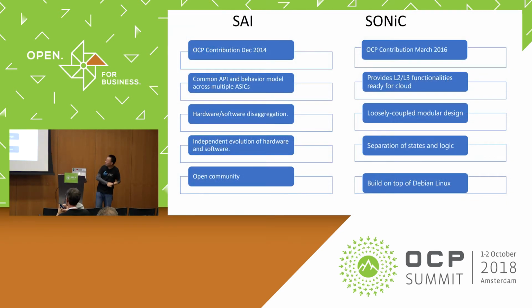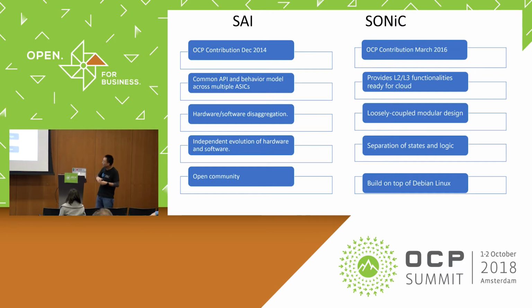And what is SAI and SONiC? Just as a refresher, SAI was the initial OCP contribution in December 2014, so it's been quite a few years. It provides a common API and behavior model across multiple ASICs so that you can think of the hardware one time and reuse your application level code across different hardware, instead of every time a new hardware ASIC comes into being, needing to refit all your software development. So that's the enablement for hardware and software disaggregation. And also, certainly, it helps us achieve the independent evolution of hardware and software. The reality is that the hardware and the software are both evolving at a very quick speed, but they may or may not be at the same cadence. So the independent evolution of them is very important to speed things up.